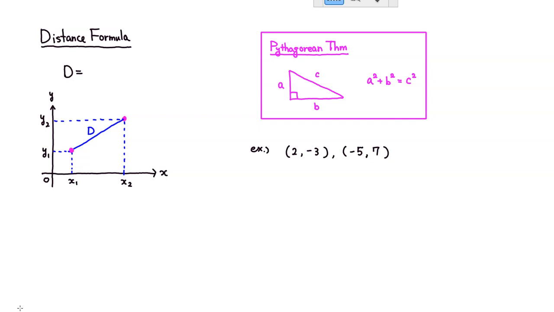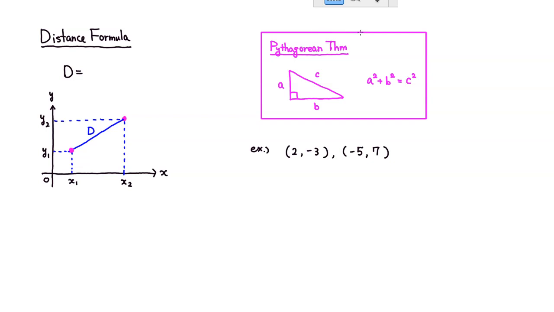All right, let's look at the distance formula. Again, we have 2 points. The first point has the coordinates x1, y1, and the second point has the coordinates x2, y2. Then we're going to use the Pythagorean theorem to establish the distance formula.